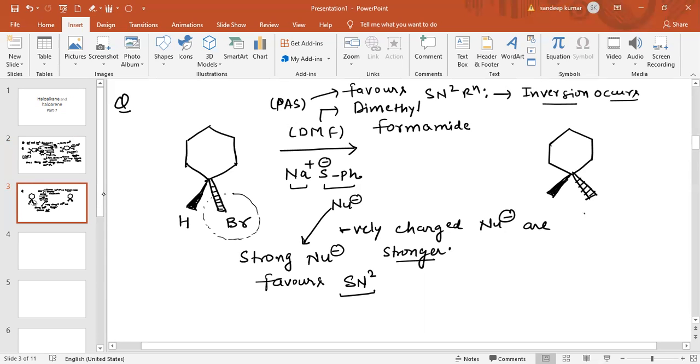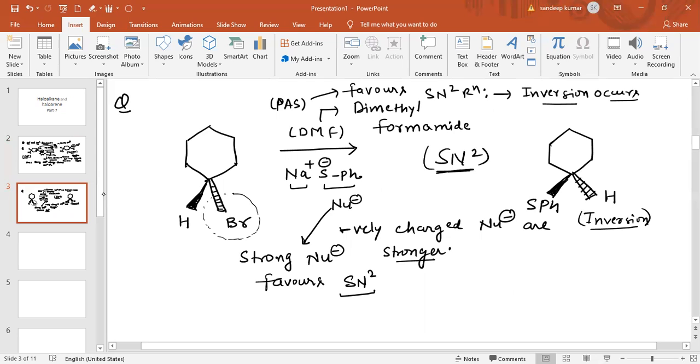Basically what happens? Inversion occurs. After inversion, when the leaving group is removed, the nucleophile comes from the opposite plane, onto the wedge position. The nucleophile is SPH, so SPH will come at this point, and since there is inversion, hydrogen will come at the dash position. So this is basically the inverted product.